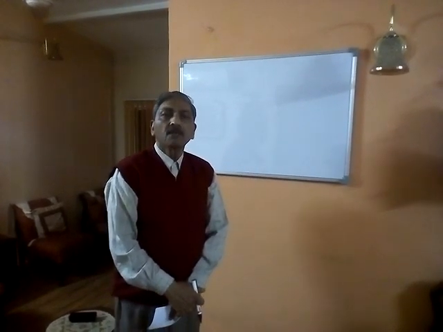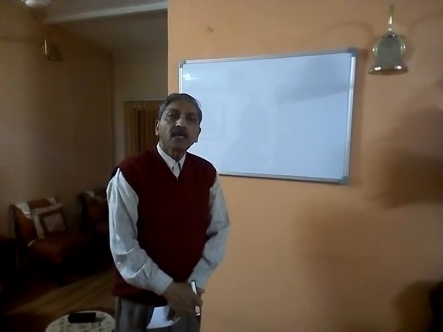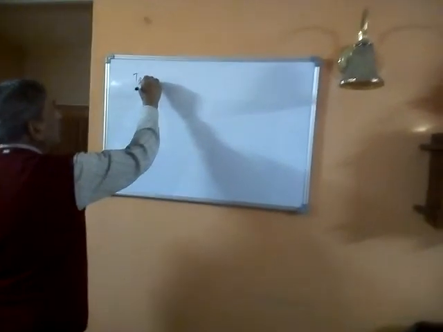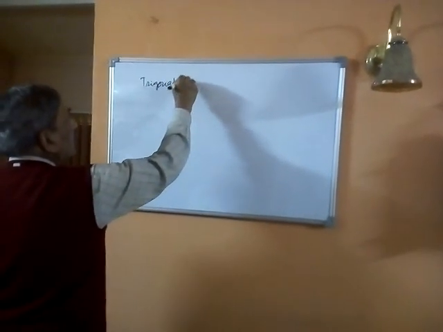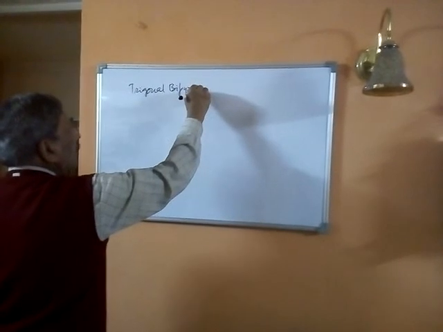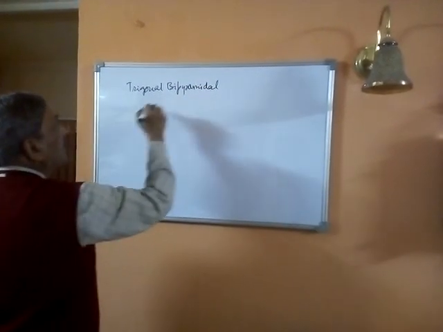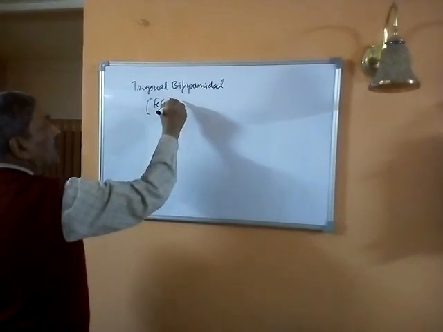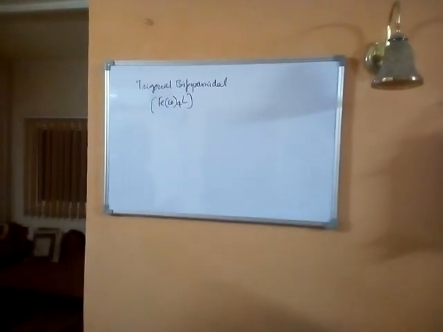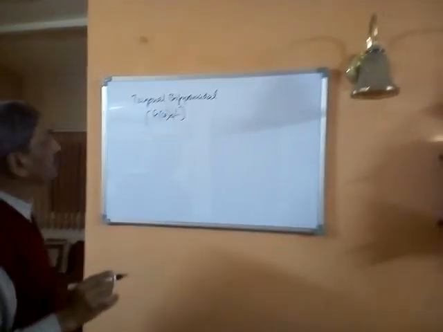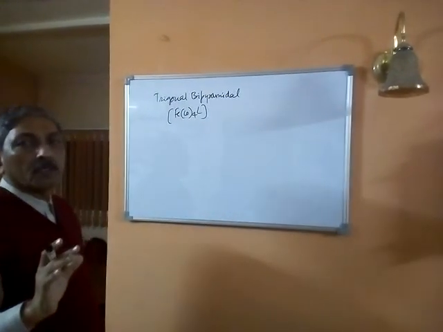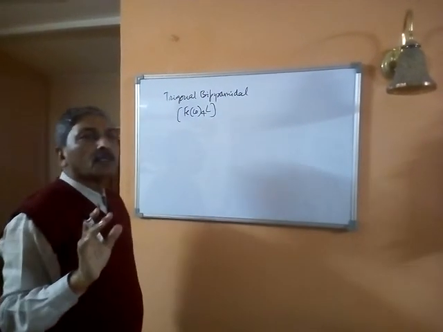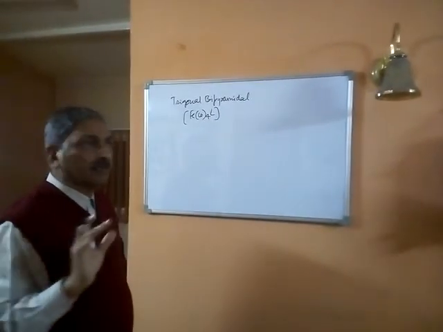Now the system that we focused on was a trigonal bipyramidal molecule, Fe(CO)4L. Now as you can see, this is a 5-coordinate system having 4 carbonyls and 1 ligand L. This molecule can adopt basically 2 structures.